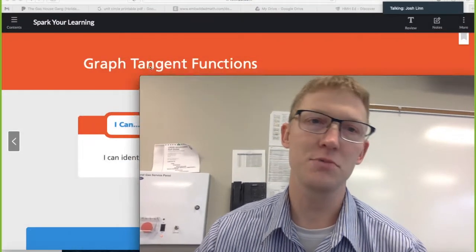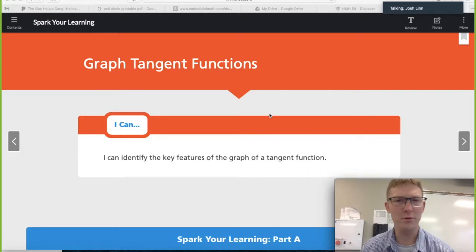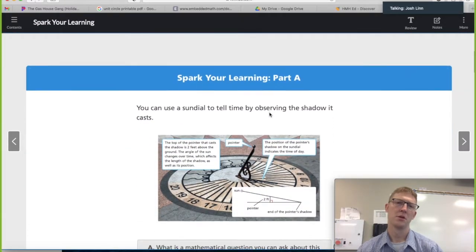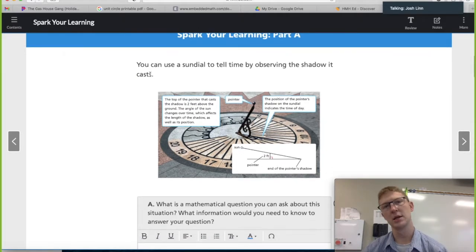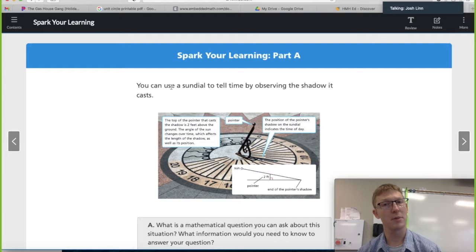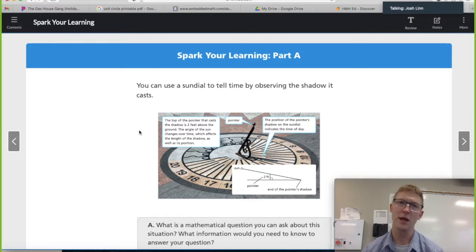Last section we talked about the graphs of sine and cosine. We haven't really talked about tangent yet. So here's our example, or spark your learning. You can use a sundial to tell time by observing the shadow. The top of the pointer casts a shadow 2 feet above the ground. The angle of the sun changes over time, which affects the length of the shadow as well as its position.